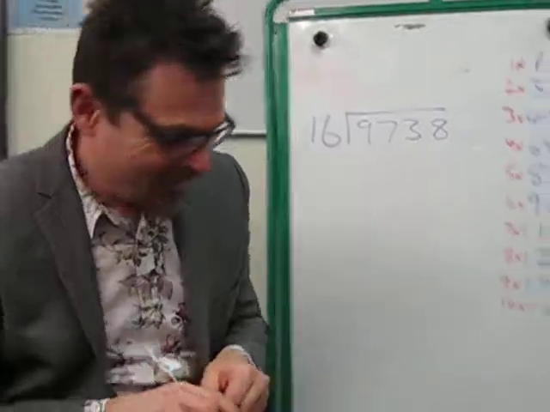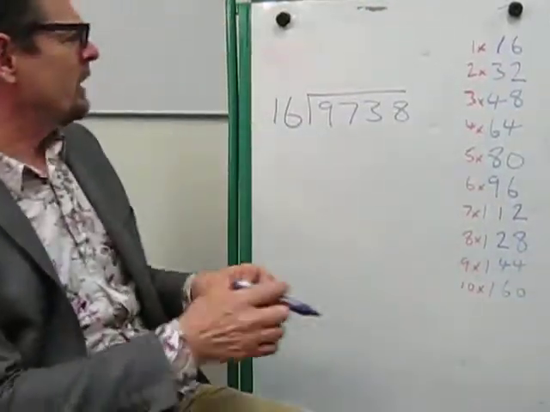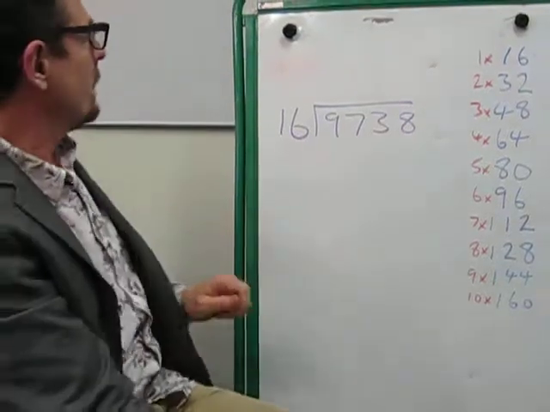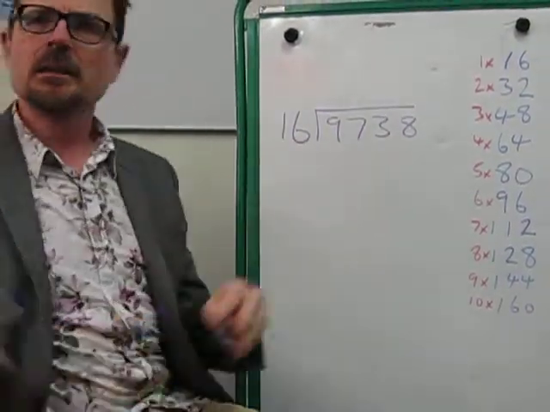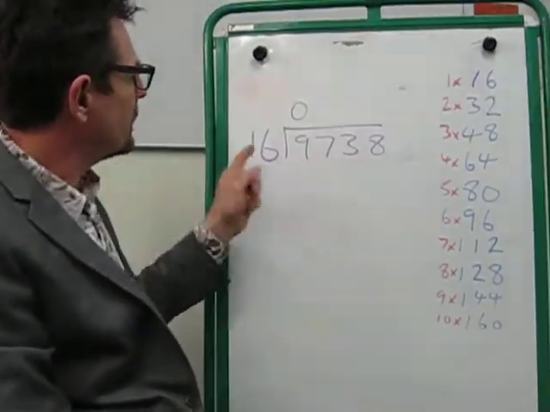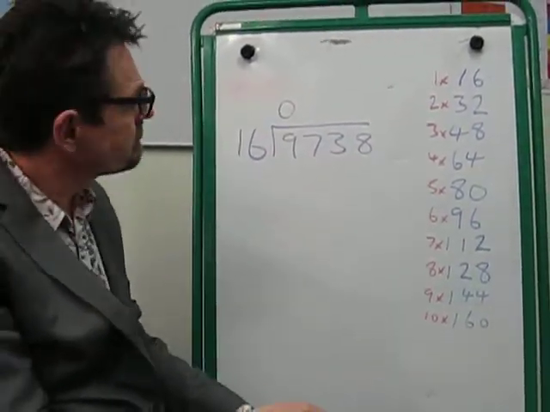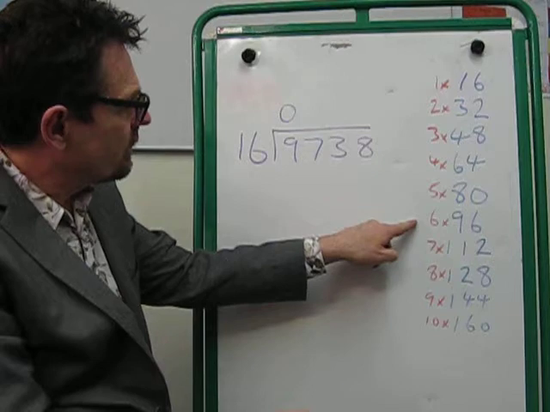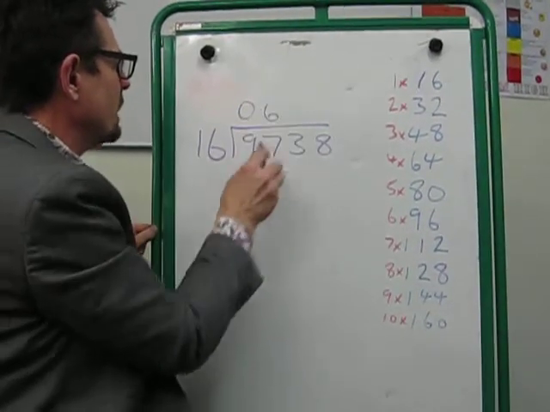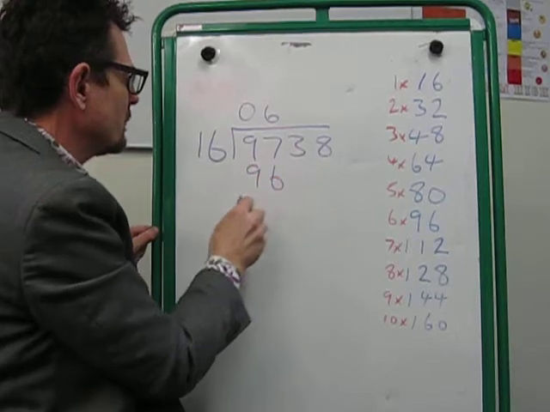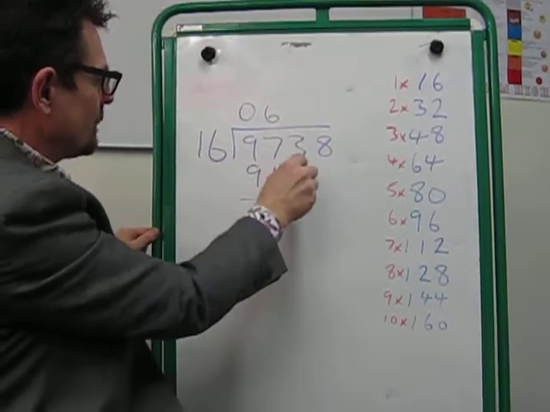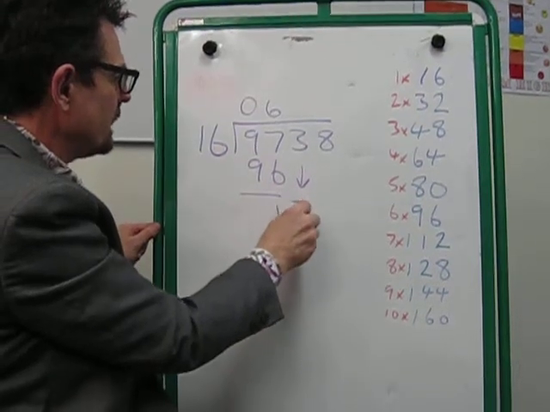Unpaused. Okay, and I dropped my pen because I'm so excited about maths. Right, hopefully you've got an answer for that, but we'll work it through together and see what happens. Okay, how many 16s are in 9? 0, fantastic, so we can't do that. How many 16s in 97? 6. Correct, 6 16s is 96. So 6 up there, there's our 96. What's our remainder? 1. And we slide down the 3.